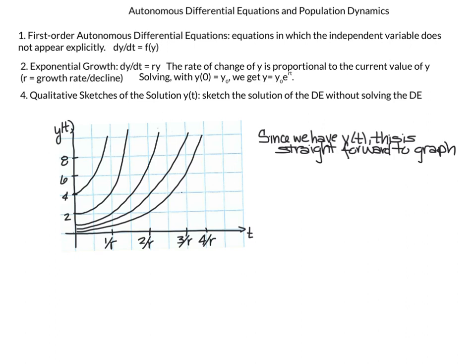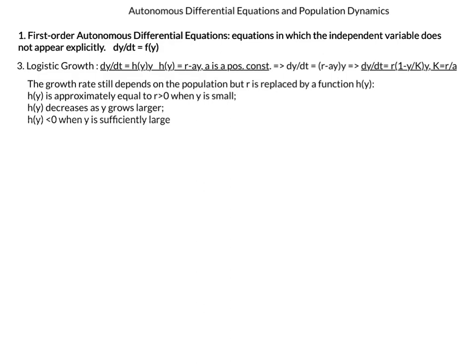Since we have an equation for the solution right here, it's very straightforward to graph. You can see from these graphs that the population will continue to grow exponentially, and there's no bound to the population growth, which is really not realistic, because after a population reaches a certain large number, there's generally a scarcity of resources, which will tend to start slowing the growth rate. For that reason, we have the logistic growth model.